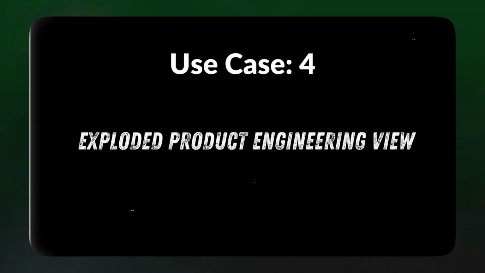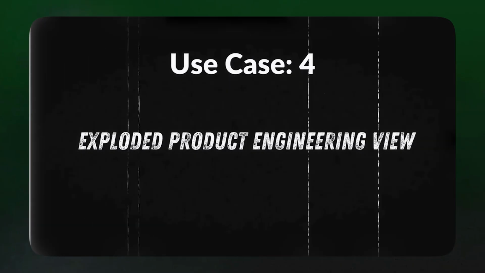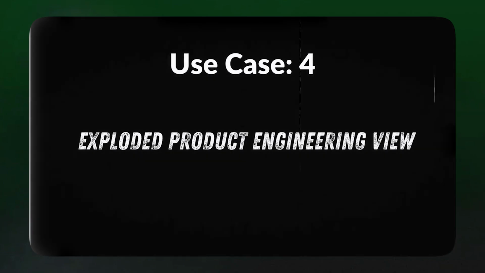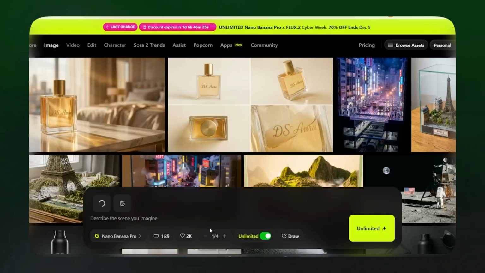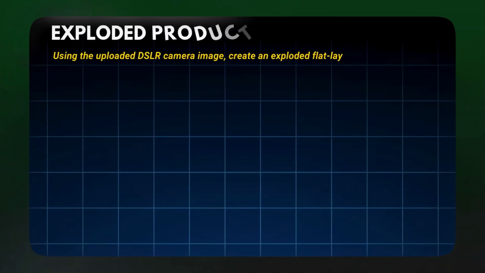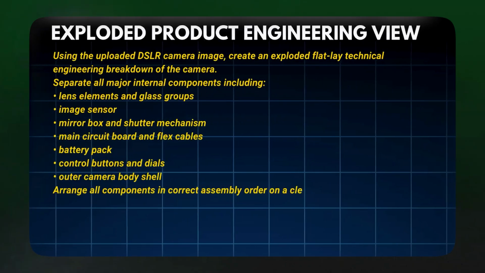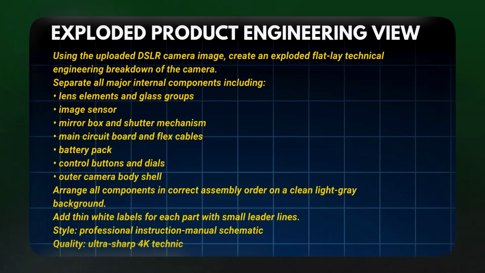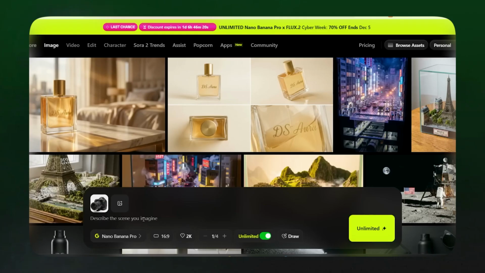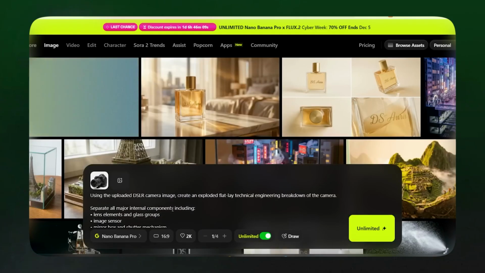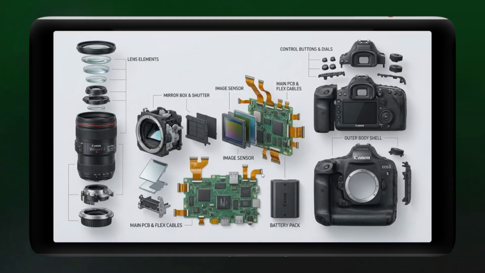This is where Nano Banana Pro stops being just a visual tool and starts behaving like an engineering visualization system. If I upload this camera image and add this prompt, using the uploaded DSLR camera image, create an exploded flat-lay technical engineering breakdown of the camera. Separate all major internal components and generate the image. This is genuinely impressive. Every internal layer is separated logically. You can clearly see the sensor stack, the mirror box placement, the ribbon cables. Even the battery compartment geometry is accurate.